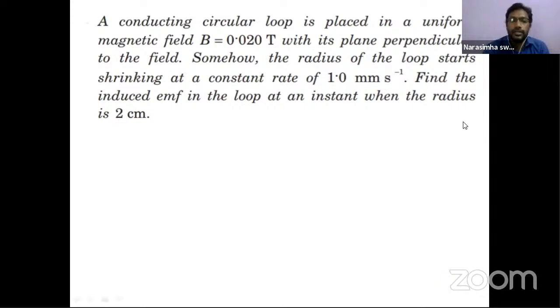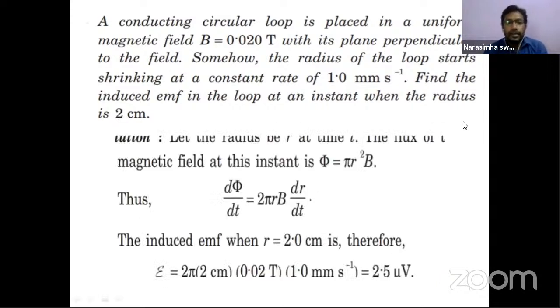Now we'll see the solution here. Let the radius be r at a time. This is very important: we don't know the original radius, so we are assuming it is r at a particular time t. But it is given that after shrinking, it became 2 centimeters at a particular time. There, what is the induced EMF?